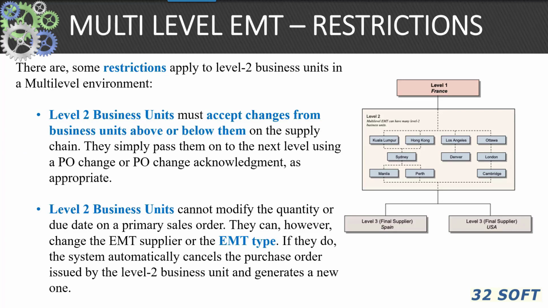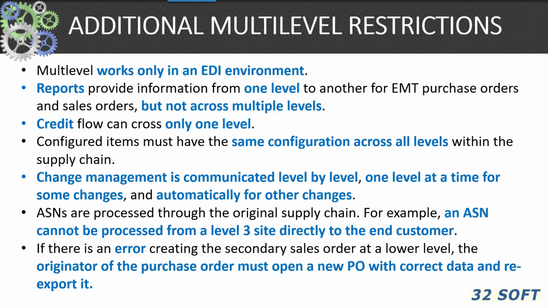A couple of restrictions for multi-level. Level 2 business units must accept changes from both above and below. You cannot modify the quantity or due date. However, you can change the supplier or the EMT. Some other restrictions: it only works in a multi-level environment. You have to use EDI. There are lots of reports to give you that visibility. Credit flows only one level down.